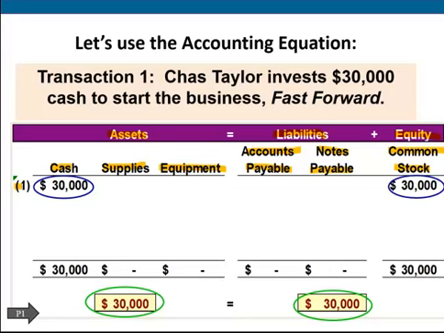So transaction 1, what happened? Cash went into the business. Equity was also created here for $30,000. And look, we're in balance. Assets went up $30,000, and on the other side of the equation, equity went up $30,000.